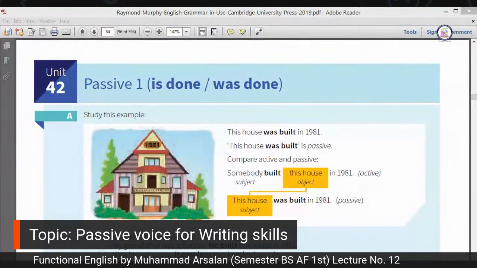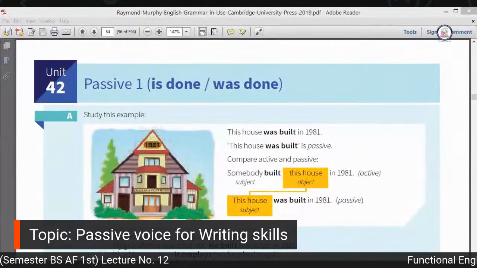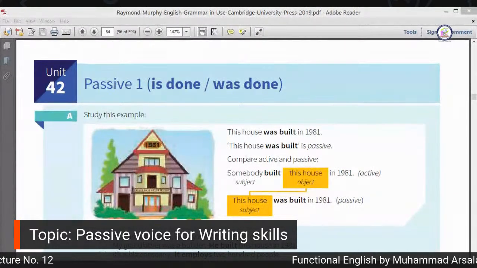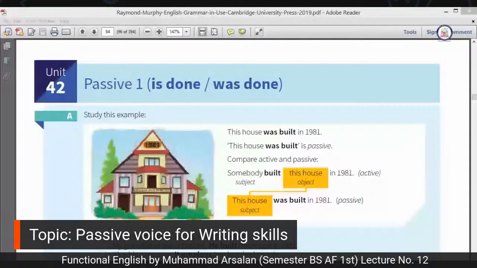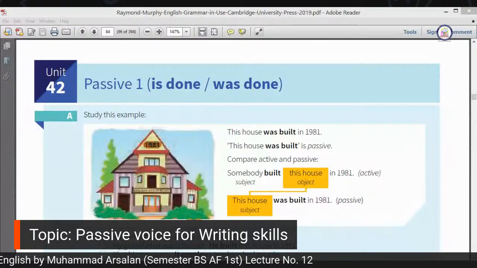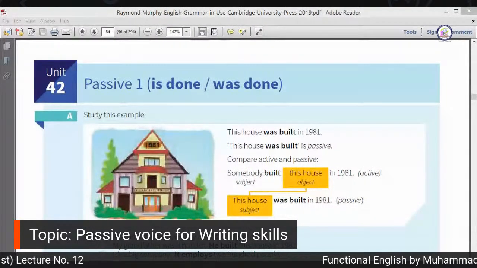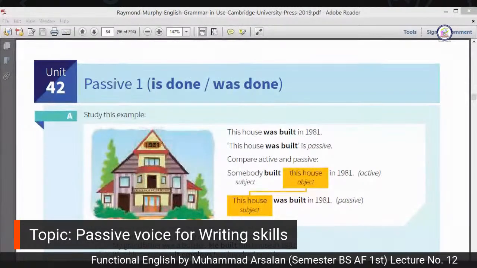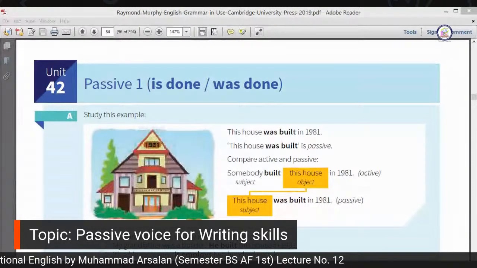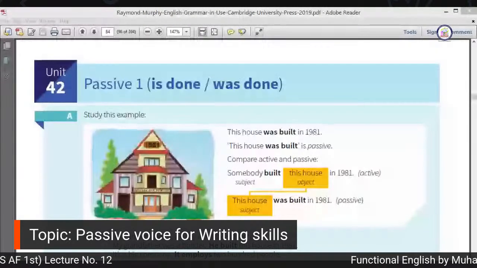So let's see why we use passive voice and what passive voice is first, before we get into the form and the meaningful detail of it. We should have a clear background of it. The first thing you might have on your mind is: why use passive voice when we have an active voice?